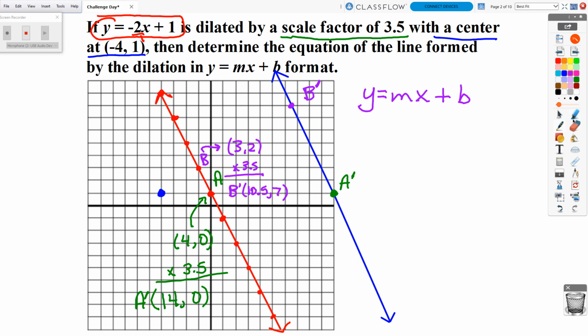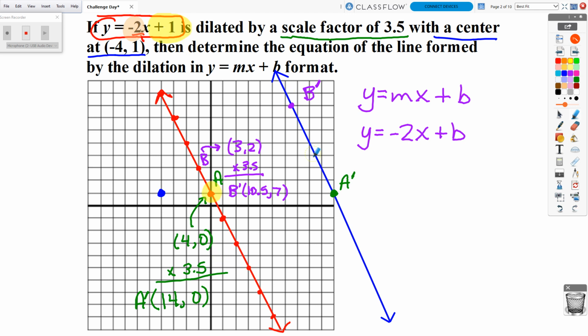So what was the slope of our original pre-image line? Well, the original slope was -2. So our new line also has a slope of -2. But it's going to have a different y-intercept. Now, remember, the old y-intercept for our pre-image was here at +1.